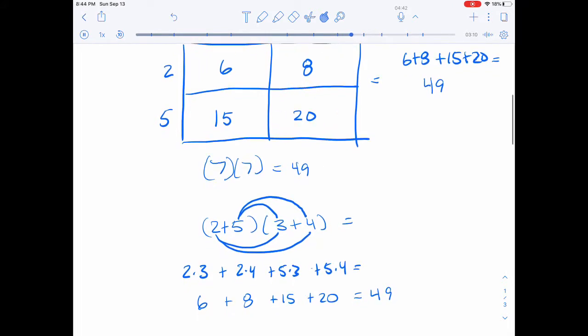And we could have always summed up 2 plus 5 first, which is 7, and multiplied that by the sum of 3 and 4, which is 7, which is also the product 49.